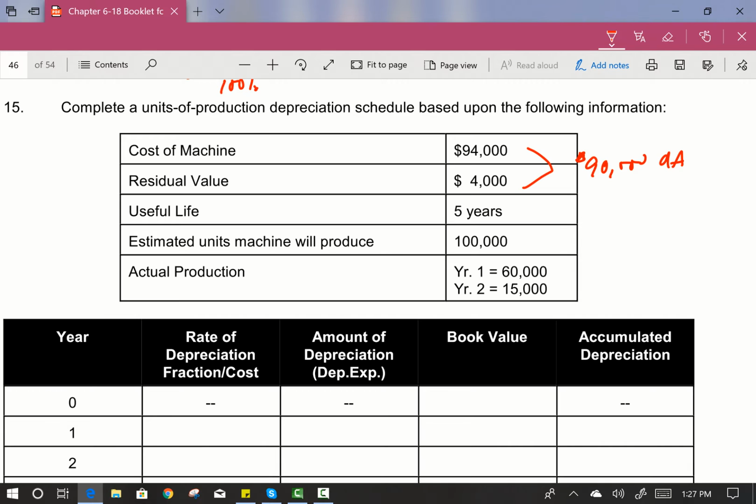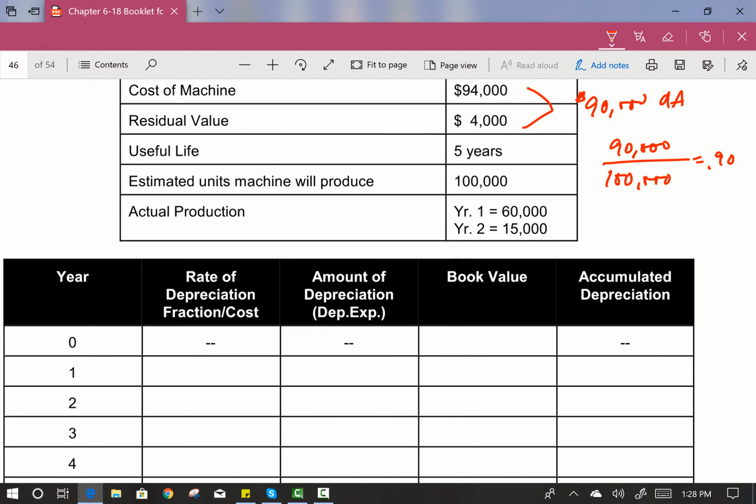Okay, it is estimated that this particular machine will produce 100,000 units. So what I'm going to do is take $90,000, the depreciable amount, and divide that by the estimated units that the machine will produce, 100,000. That equals 90 cents per unit. Okay, and it does tell us that our actual production on this machine is, the first year we produced 60,000 units at 90 cents a piece.